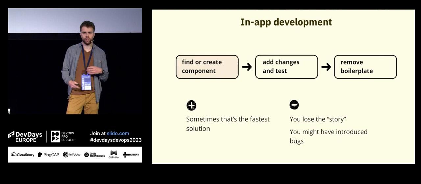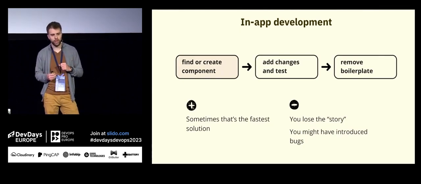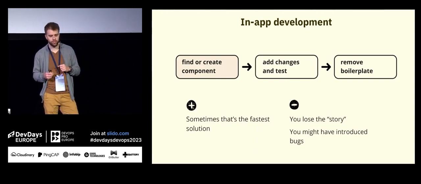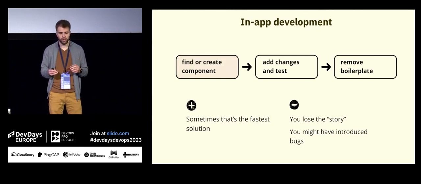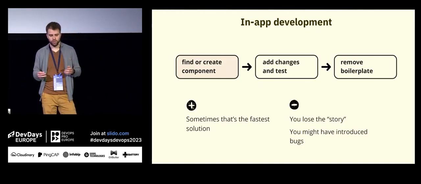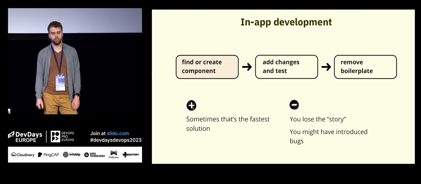Generally, when you develop your front-end application, your flow goes like this without Storybook. You first find or create a component somewhere in the application. Then you add some changes, and you test these changes. And then you remove this boilerplate. So the boilerplate is lost, and every time you implement a feature, you have to do the same tinkering.